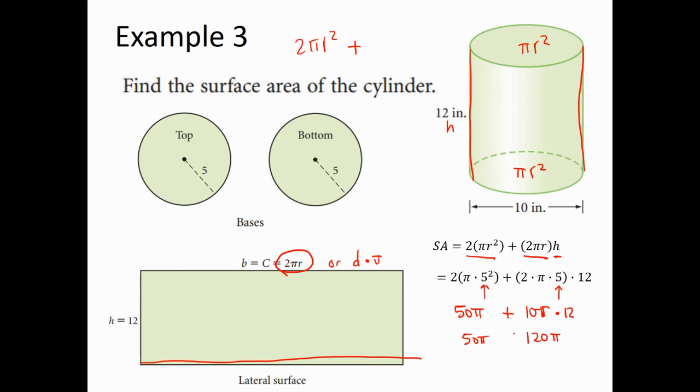Notice I'm leaving these in terms of pi so that I can add them together and then multiply by pi at the end. It's going to work out easier there, and this is actually the exact answer. We could approximate it by using a calculator. It looks like it's about 534 if we round to the nearest whole number.